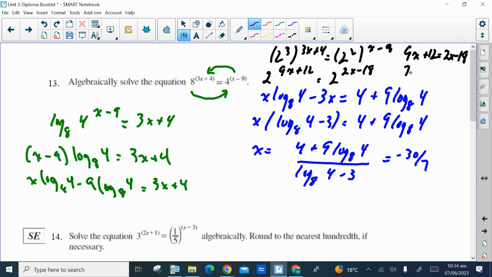Subtract the 2x from both sides, we'll get 7x there. Subtract the 12 from both sides, we'll get negative 30. And then divide by 7, you get the same answer, negative 30 over 7. Quicker for sure. Making the bases the same is always going to be quicker. But both methods work.